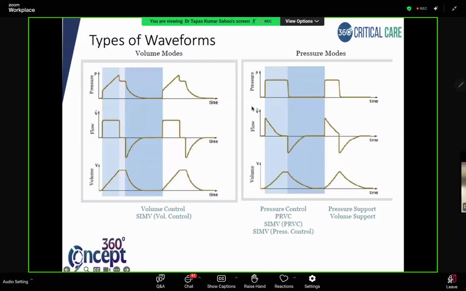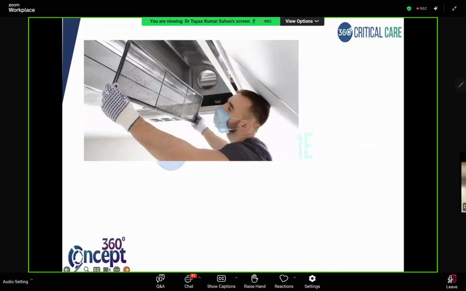In the pressure mode, the characteristic feature would be the pressure scalar would be in the square form because it is set. And in the volume mode, the flow target would be square. These are the two things you look for. So you would be very sure that you are dealing with either a pressure mode or the volume mode. Concept clear?